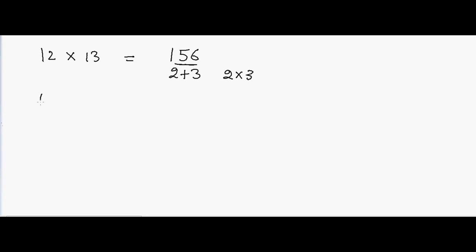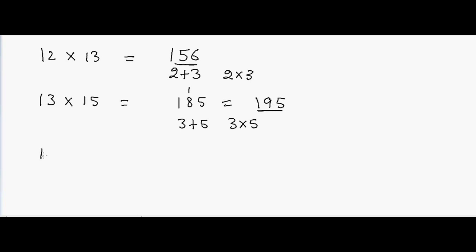Again, if I have 13 and want to multiply by 15, then it will be equal to 3 plus 5, that is 8. So we'll write an 8 here, and 3 into 5, which is 15. So I have 5, 1 and 1, so that will give me 195.